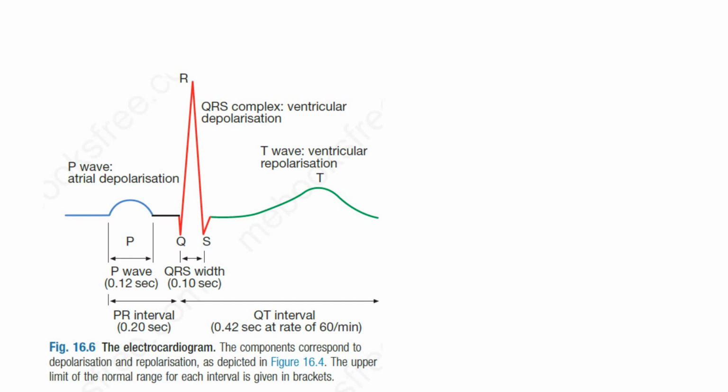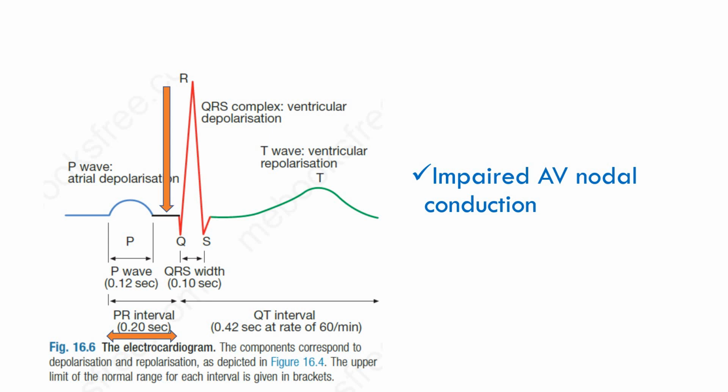Now come to PR interval. This black line PR segment and this PR interval from the beginning of P wave to the beginning of QRS complex. Normal PR interval 0.12 to 0.20 second. Prolongation denotes impaired AV nodal conduction. And short PR interval occurs in Wolff-Parkinson-White syndrome.